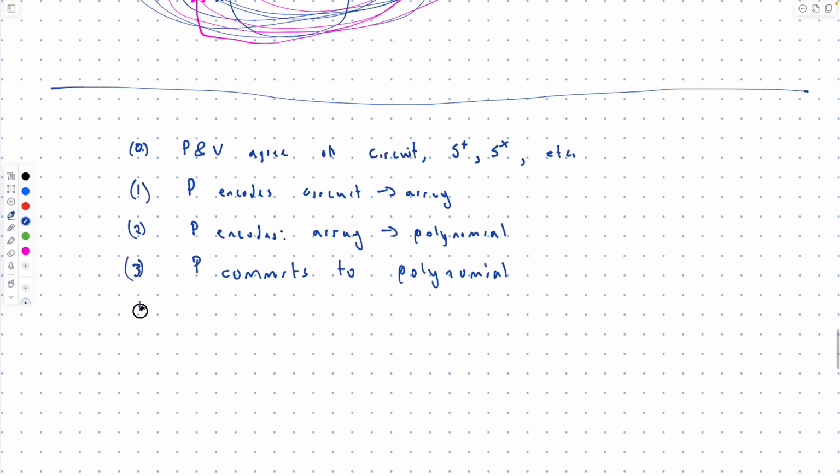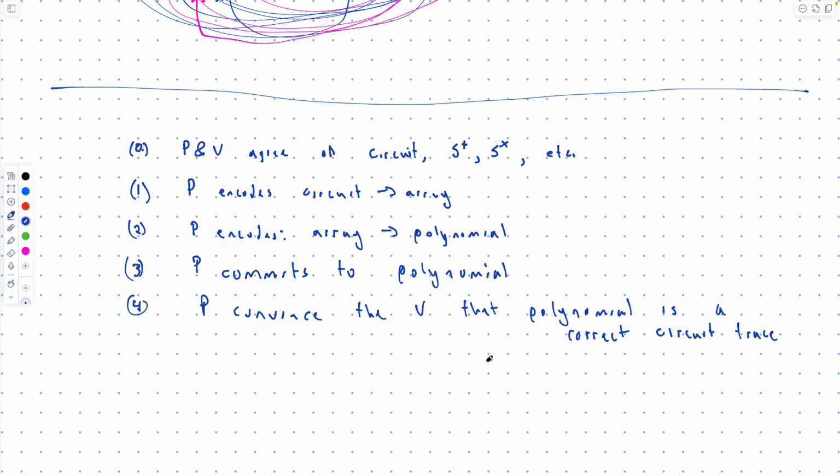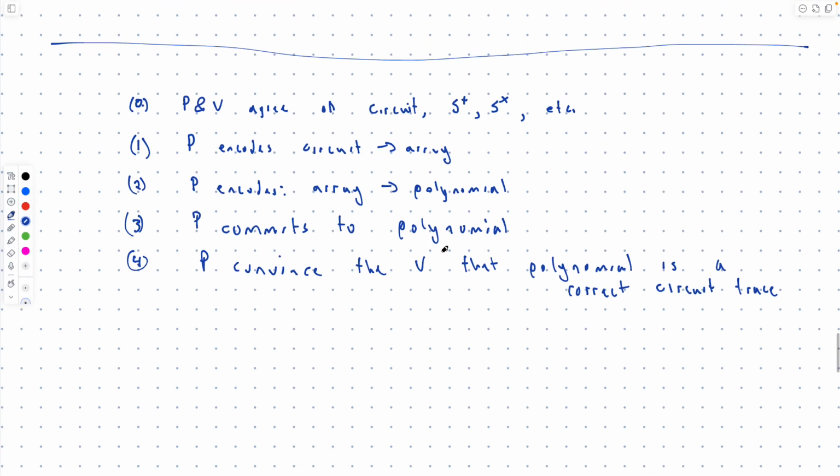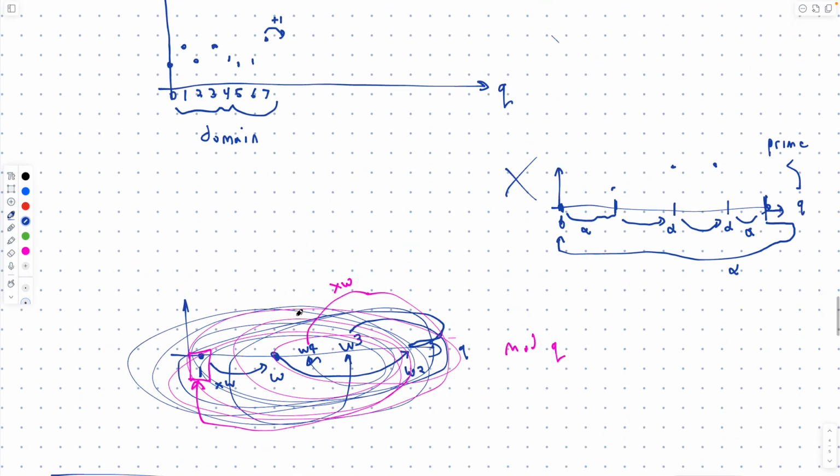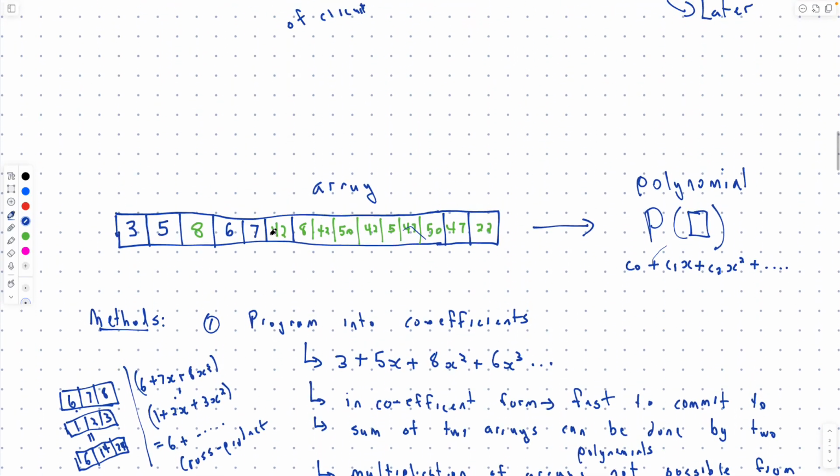Okay? And then now the prover wants to convince the verifier that the polynomial is correct, is a correct circuit. I'll call it a trace. A trace just means that you trace through all the values in the circuit and you write them all down. And so that's what we want to prove. Okay, so this corresponds to these 4 steps.